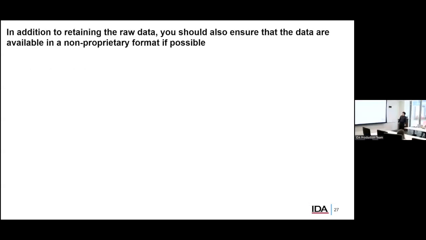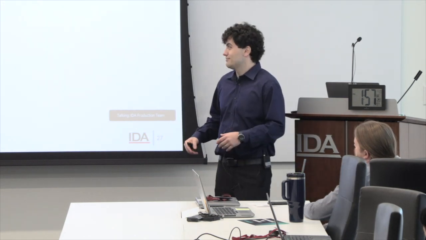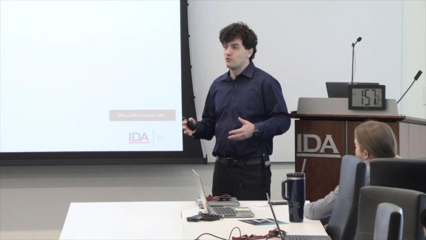We should also ensure that the data are available in a non-proprietary format, if possible. If it's encoded in some weird way, and it can only be opened by very specific software, then it might not be usable to anyone who's not willing to pay for that software. A classic example of a non-proprietary format would be a CSV format, because you can open it up in either Excel or any text editor.